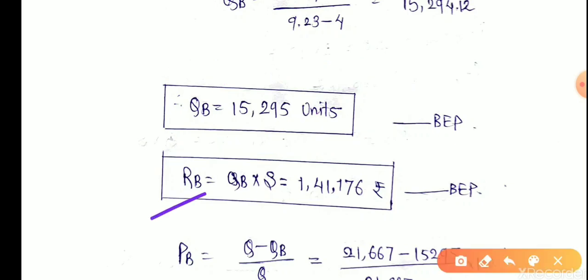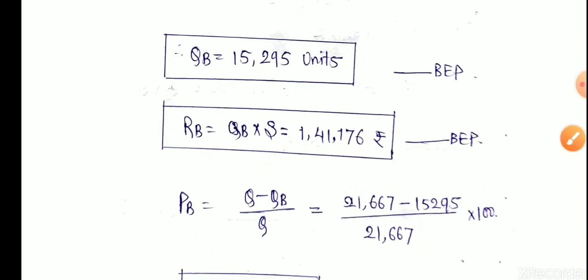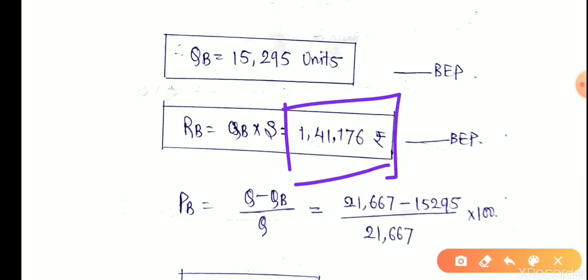Break-even point in terms of rupees is QB into S. This is 1,41,000, meaning if we have 1,41,000 in hand, then we reach the break-even point. Revenue generated after this 1,41,000 is our profit, and if revenue generated is below 1,41,000, it is our loss.